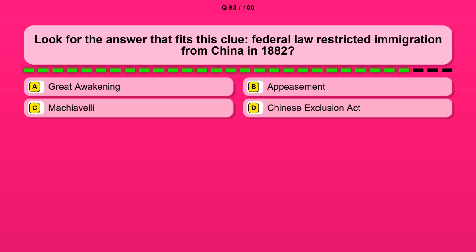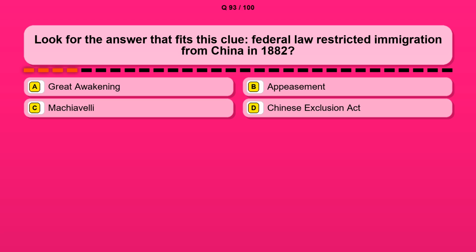Question 93. Look for the answer that fits this clue. Federal law restricted immigration from China in 1882. Option A, Great Awakening. Option B, Appeasement. Option C, Machiavelli. Option D, Chinese Exclusion Act.